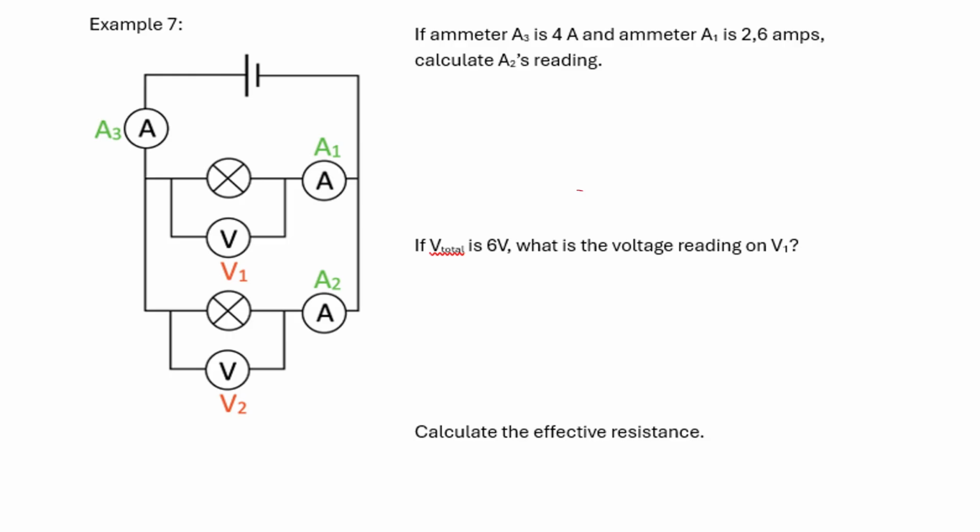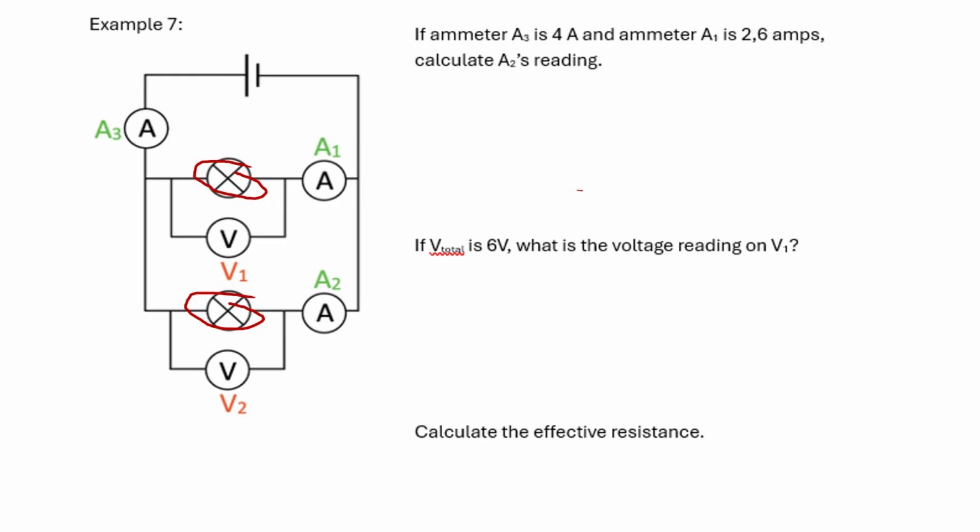So this is example 7. Over here we have a light bulb. Remember, we know that light bulbs act as resistors. And over here we have a light bulb. We know that they act as resistors. Okay, so these two light bulbs, which are resistors, are in parallel. V1 is over the first one and V2 is over the second one.